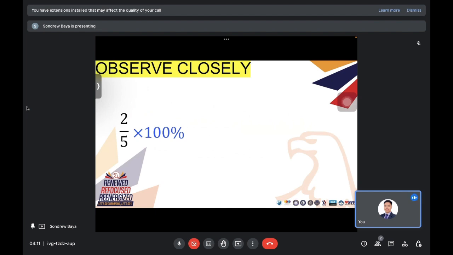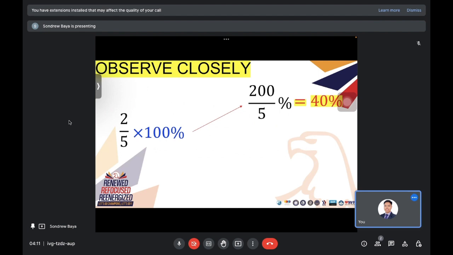Now, to do this, there are two different ways. First way is to multiply 2 fifths by 100 as if they are just simply numbers. Remember how to multiply a fraction with a whole number? All you have to do is multiply the numerator with that particular number. So we have 200 over 5. Simplify it, and you get 40%. That's the first way.